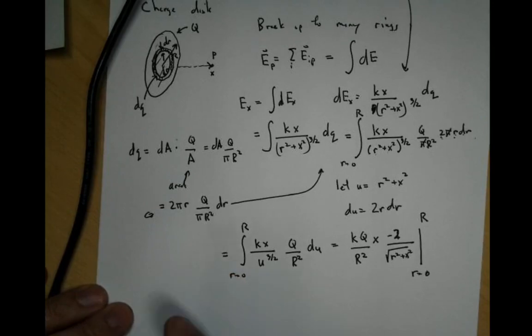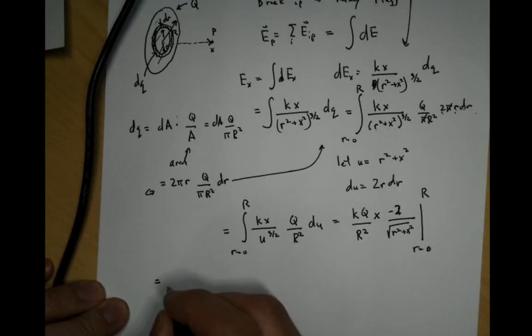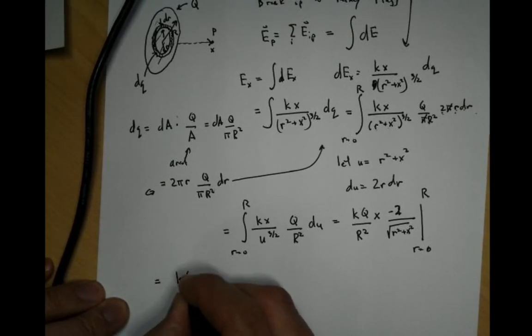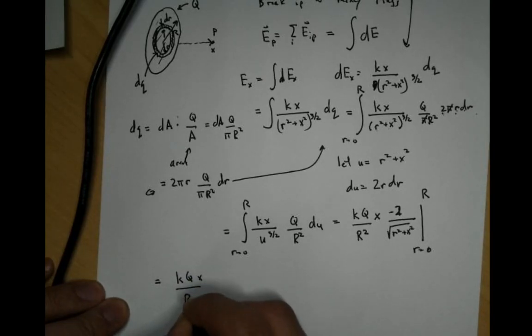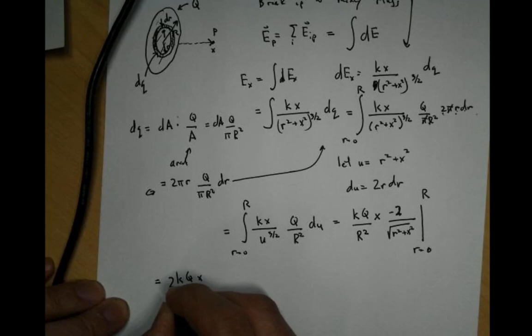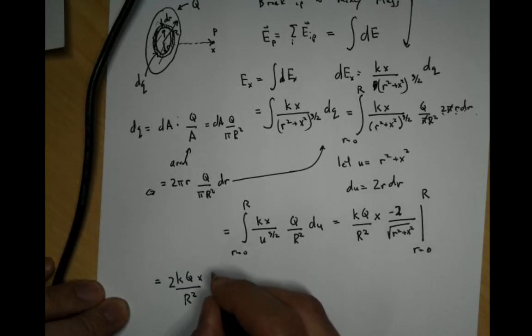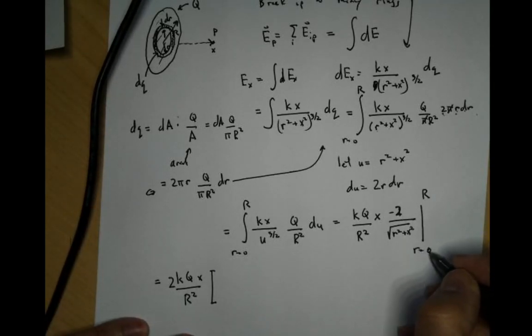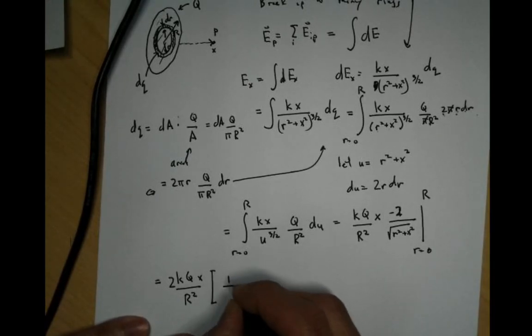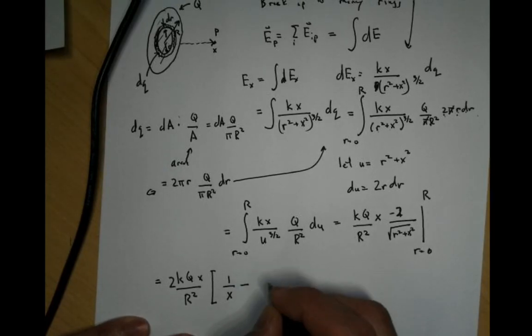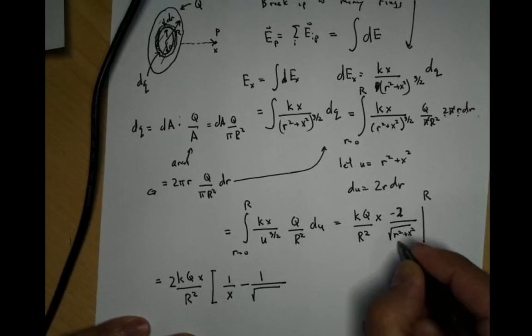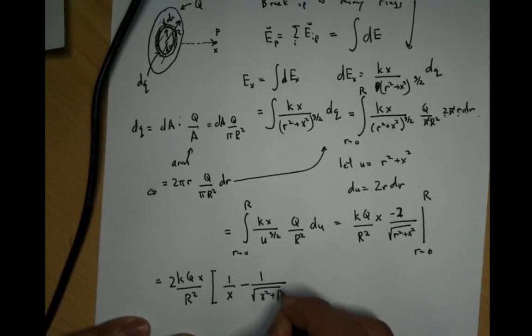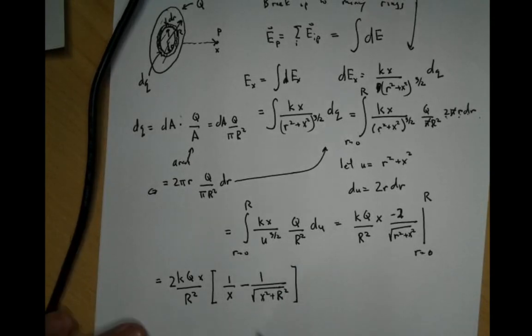So this is just going to be equal to K, Q, and X over R squared. Let's bring the 2 down as well. And then the rest of it is that this is going to flip, so it's basically this term first, so R equals 0 is 1 over X, technically it's 1 over absolute value of X, minus 1 over square root of capital R, X squared plus R squared. Okay, and that's it.